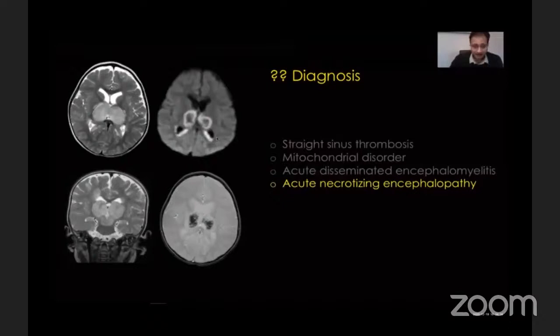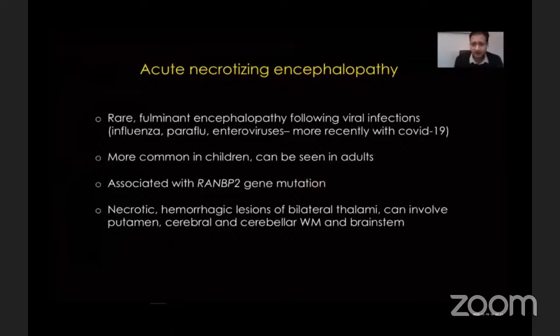So this is a rare fulminant encephalopathy which has been described with different viral infections, typically with influenza, parainfluenza, enteroviruses. However, more recently, a similar imaging appearance has been described with COVID-19. Although this is more common in children, cases can be seen in adults. In fact, the cases of COVID-19 have been described in adults. There is a genetic predisposition.